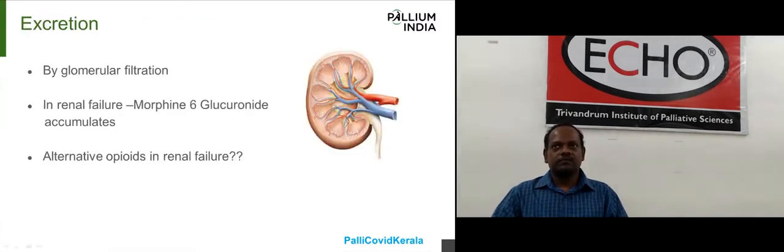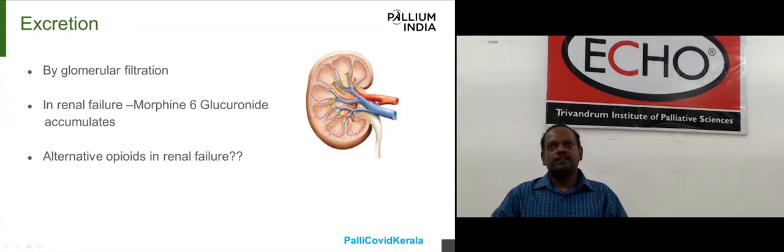After metabolism and its action, morphine and its metabolites are excreted from the body by glomerular filtration. So if the patient has chronic kidney disease, morphine 6-glucuronide can accumulate and its half-life is prolonged. So it can produce toxicities, including delirium, myoclonic jerks, and extreme drowsiness. So it is advisable not to use morphine in patients with severe renal failure if other opioids are available.